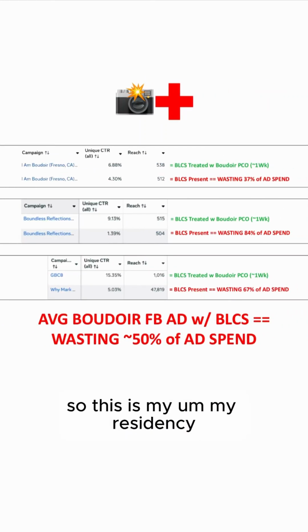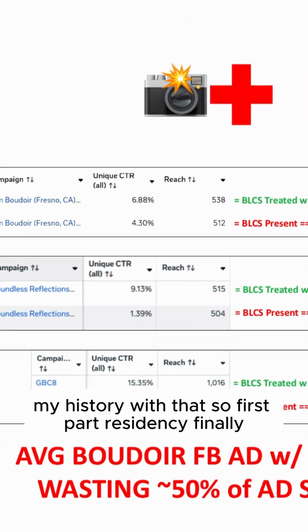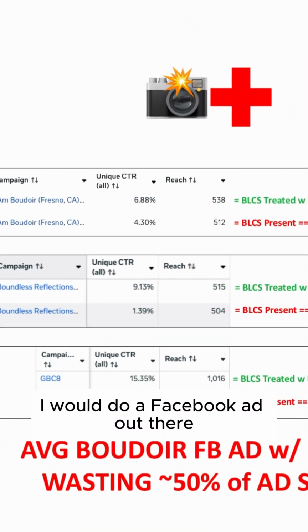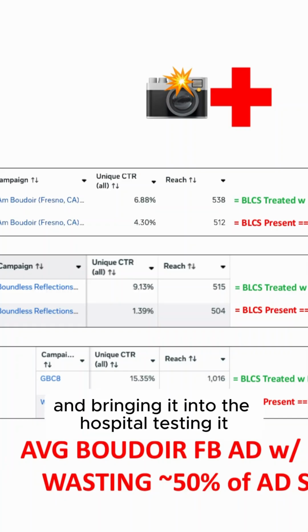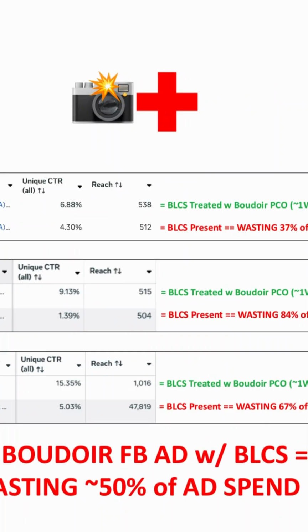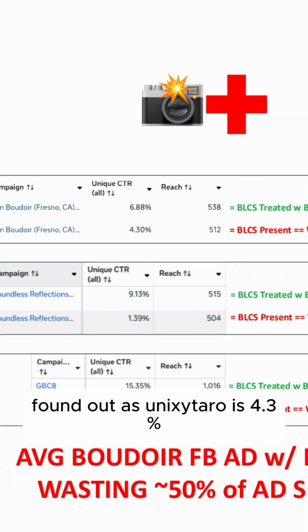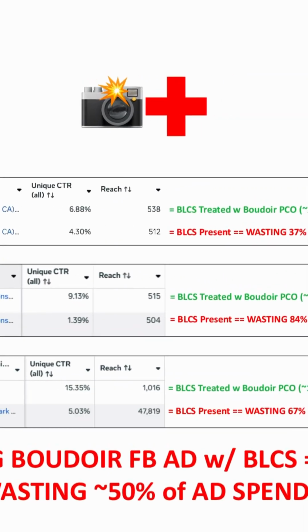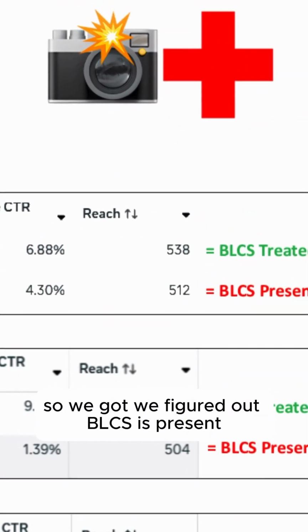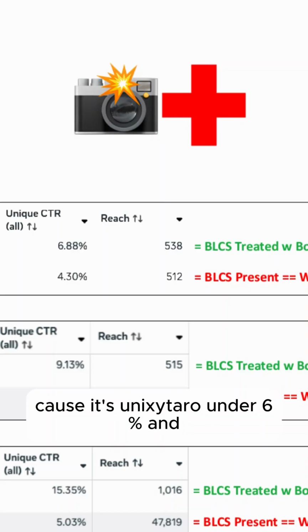So this is my residency, my history with that. The first part of my residency was finding a Boudoir Facebook ad out there and bringing it into the hospital, testing it. So the first one, I brought it in, found out its unique CTR was 4.3%. So we figured out BLCS is present because its unique CTR is under 6%.